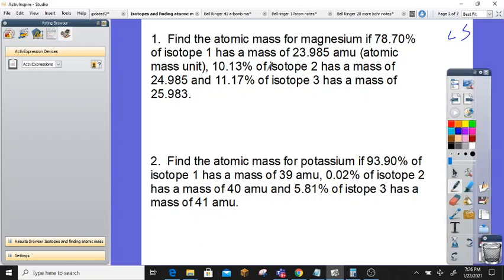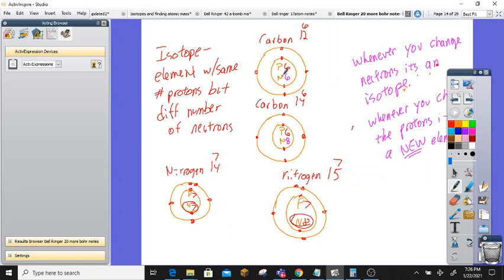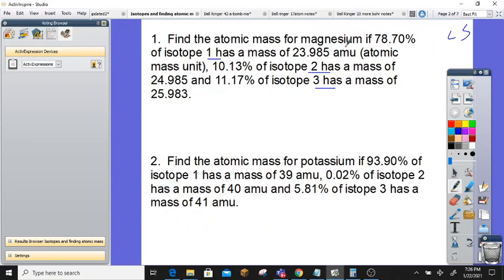So here we have our first example. Magnesium has 3 isotopes. 1, 2, 3. 3 different versions of magnesium with different amounts of neutrons, just like here. Okay, so carbon here had 2. Well, we know that magnesium, there's 3 different versions of them. 78% has a mass of 23.985, 10% has a mass of 24.985, and 11% has a mass of 25.983. So that's the number of protons and neutrons. Okay, that's their weight. Okay, atomic mass units, AMU.